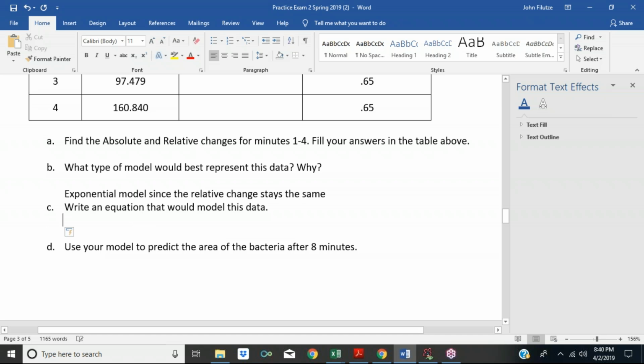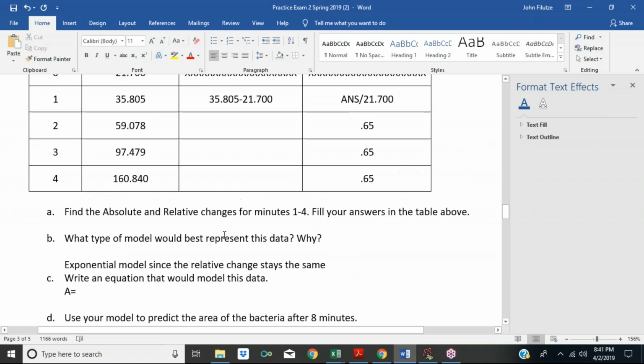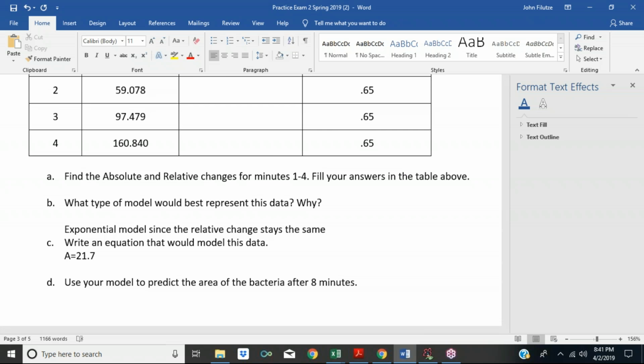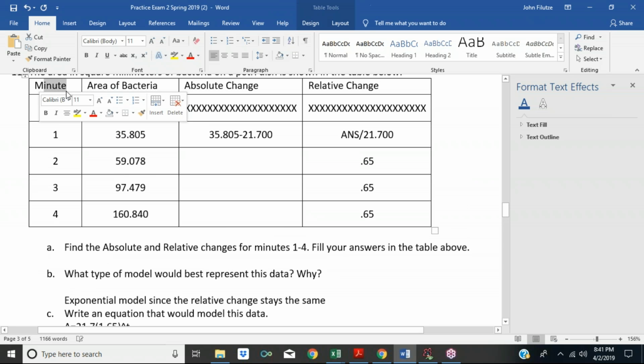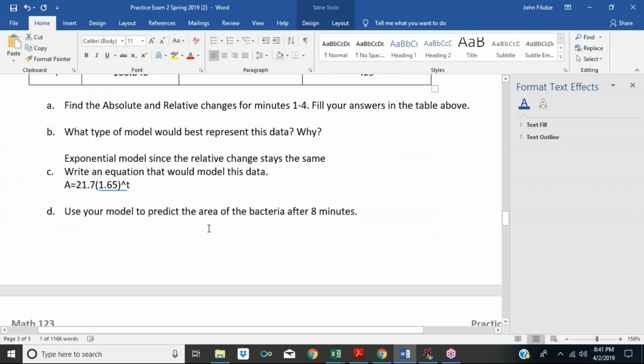And then it wants us to write an equation. And so the equation, if you remember, is the amount, or A or Y, whichever you want to use, is going to be the starting amount. So the starting amount was 21.7 times, and it's 1 plus the rate of change. So 1 plus 0.65, or 1.65. And then it's to the t power, or the x power. It's the time power. These are minutes. So there's the model. And then it wants us to predict the area of bacteria after 8 minutes.